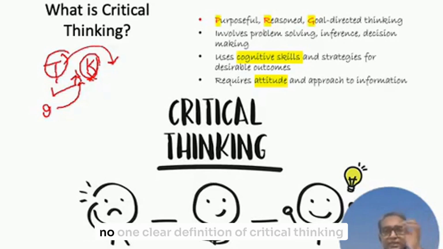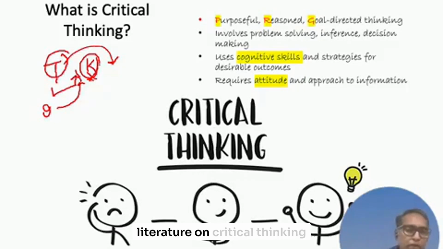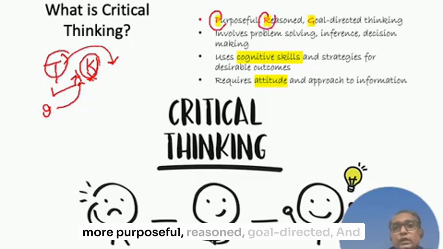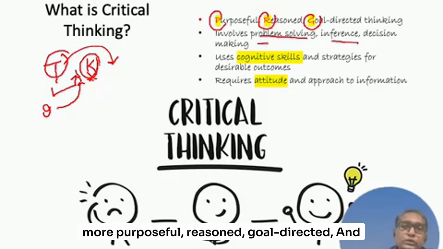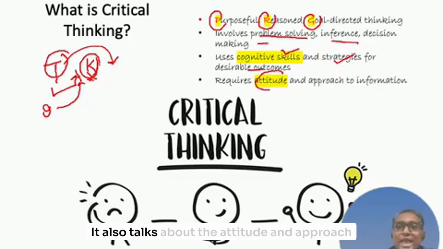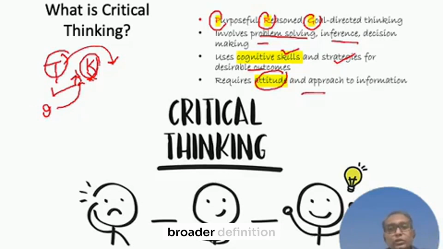There is no one clear definition of critical thinking that you will encounter. Research reviewing the literature on critical thinking comes up with these features. Thinking that is more purposeful, reasoned, goal-directed, and it uses words like cognitive skills, strategies for desirable outcomes. It also talks about the attitude and approach to information. So in the next slide, we will come to some broader definition.